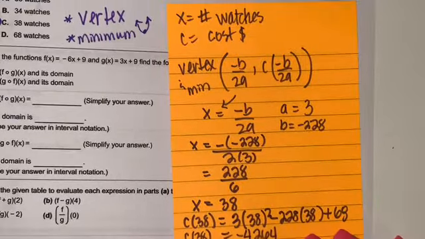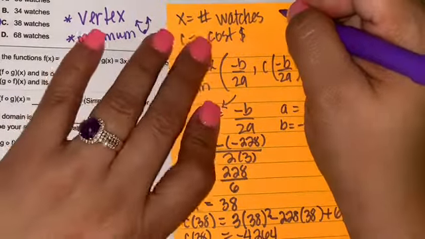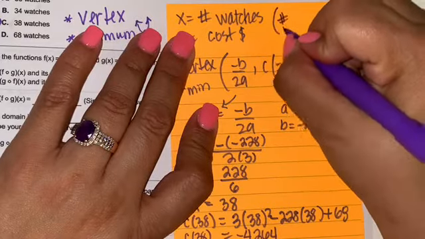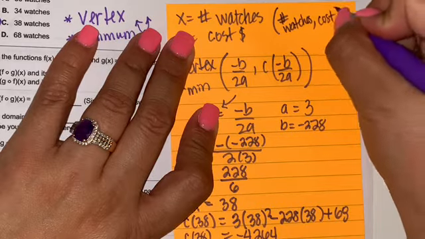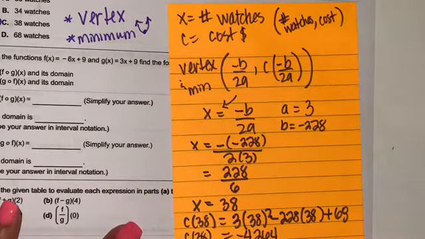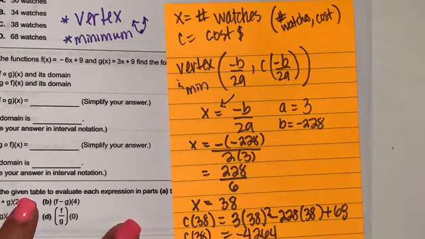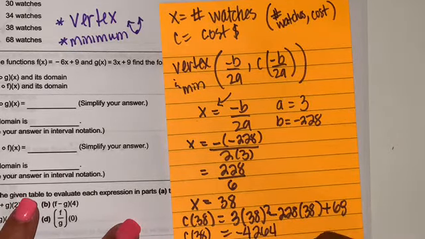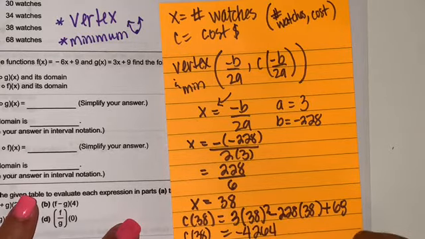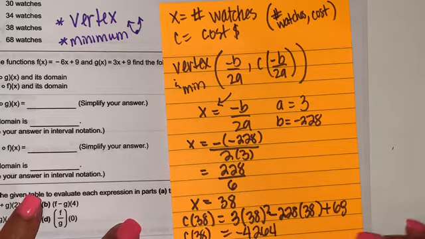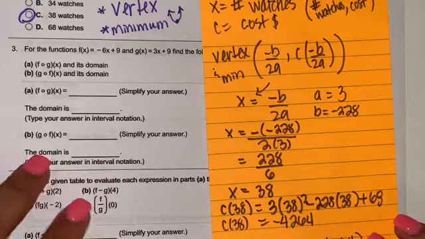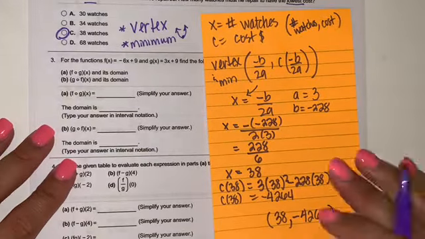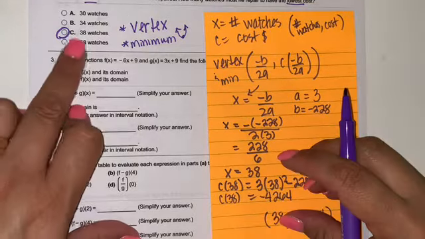So again, let's define it again. This was the number of watches, and this was the cost. So if we put it all together, I have 38 watches will give me the lowest cost of negative 4,264. And if we look at our multiple choice, I get 38.